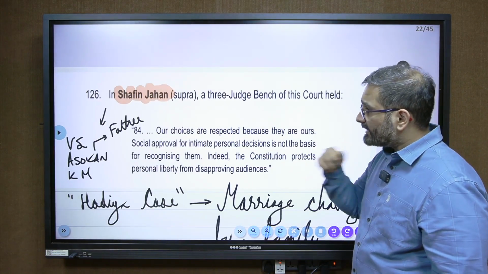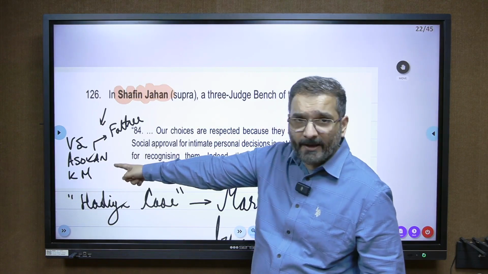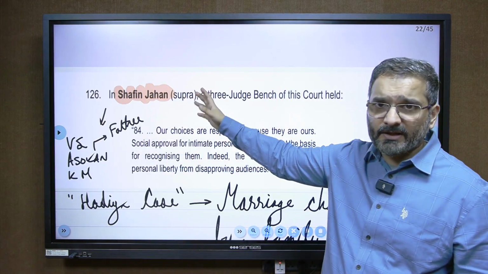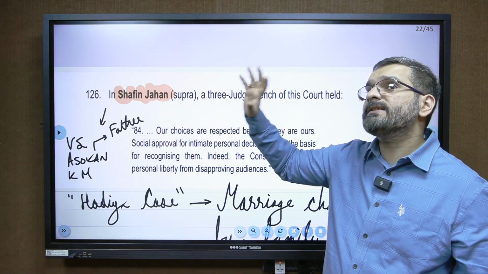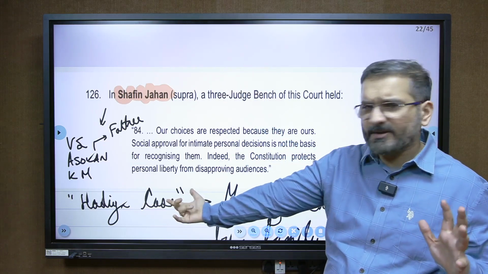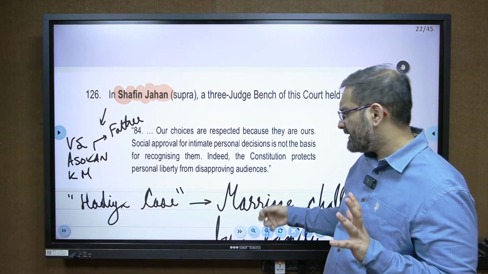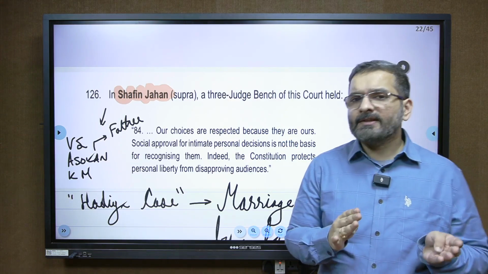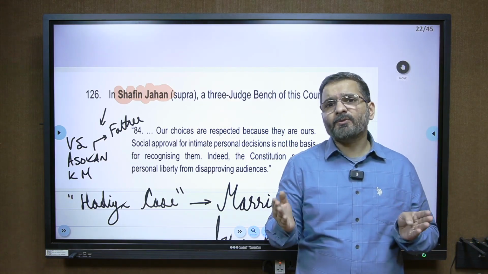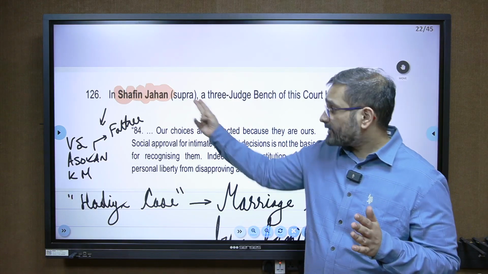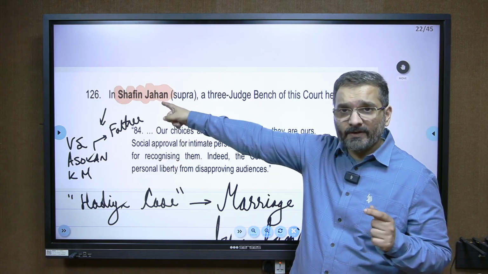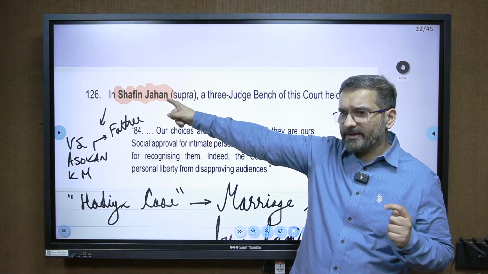In Shafin Jahan versus Ashokan KM. Now, Shafin Jahan versus Ashokan KM is the Hadiya case. I really don't know about the pronunciation of this. I think it should be the Hadiya case, in which it was alleged that this is a case of love jihad. However, it was not. Ashokan KM was Shafin Jahan's father.